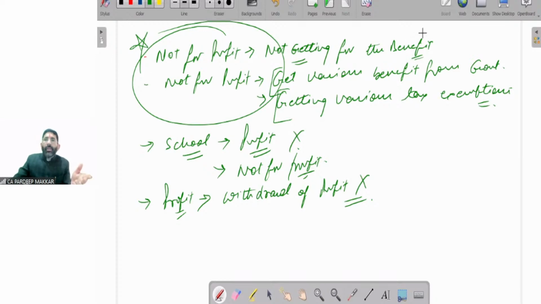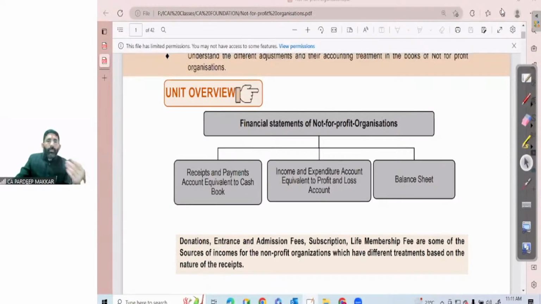So we normally think that schools, colleges, clubs are examples of not for profit organizations. Then ashrams, masjids, churches, mandirs, gurdwaras, these all are working under not for profit organization. And various other NGOs and societies are working without the motive of earning profit. So if profit results, they will utilize that profit for the purpose of their business only.